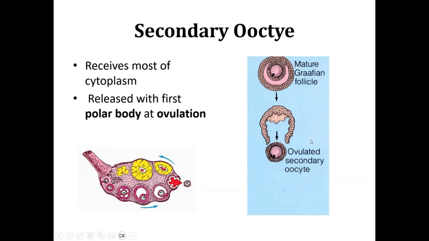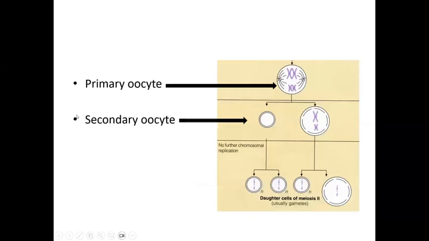It's often absorbed, dissolved. It sometimes can go through another round of meiosis, but rarely does it do so. You're putting all of your energy into one egg cell. In spermatogenesis, you made 4 sperm cells. In oogenesis, the goal is to make one large egg cell. And so here it is in picture form.